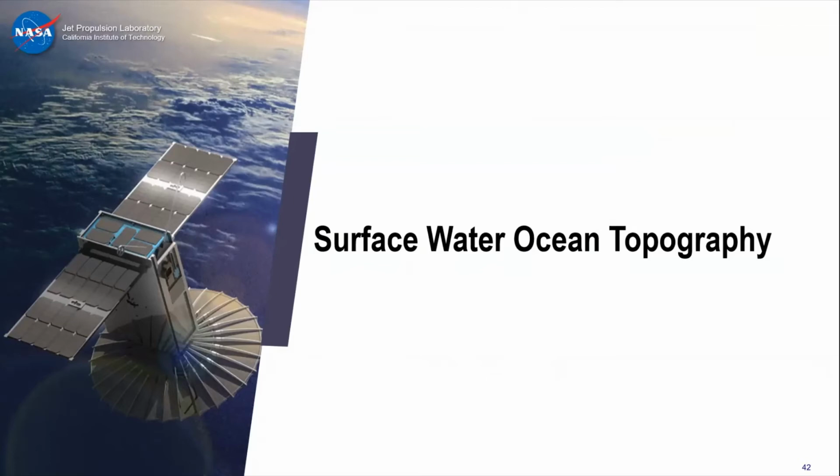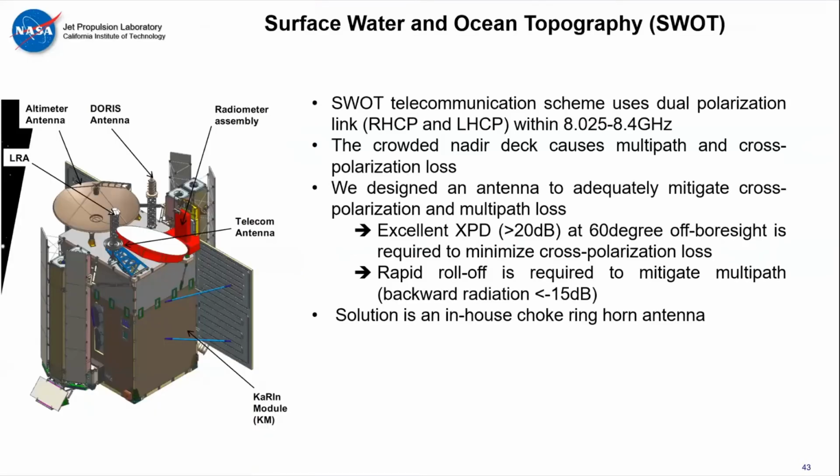Okay, perfect. Thank you. So this is a mission, Surface Water and Ocean Topography, which is an Earth science mission. It's a very, very large spacecraft for which we have done a lot of work, and you will see an example of this work. We have developed a telecommunication antenna that provides dual polarization, which allows us to communicate with 2 different polarizations at the same time within the 8.025 to 8.4 gigahertz bandwidth. So we have 2 ports that go into a polarizer. Each of the ports provides a different polarization. One is right, the other one is left polarization.